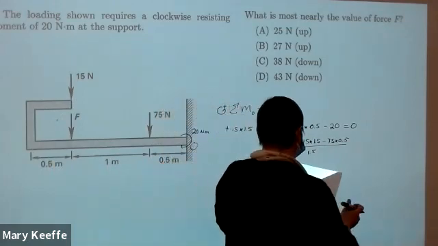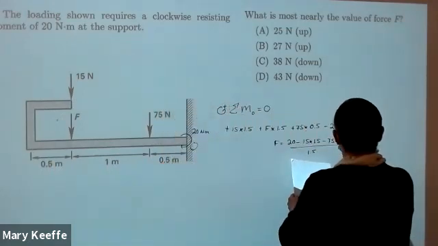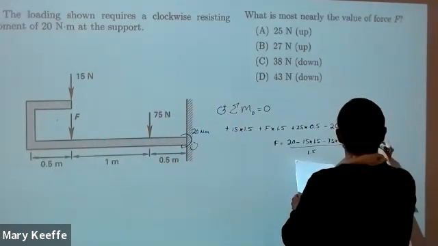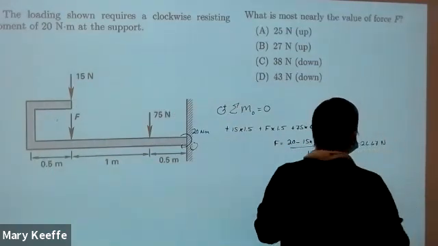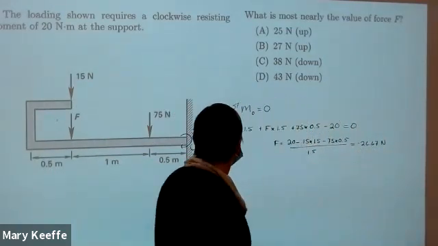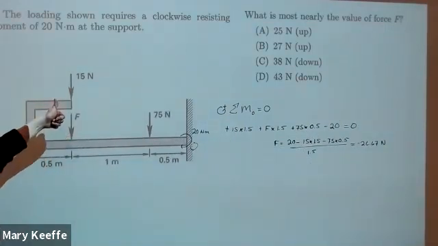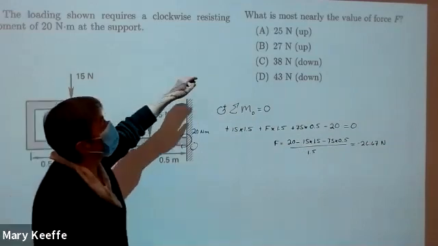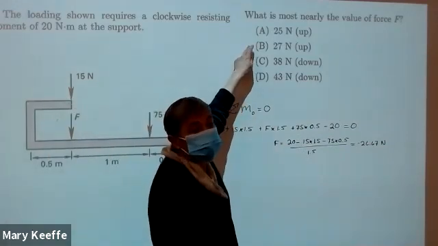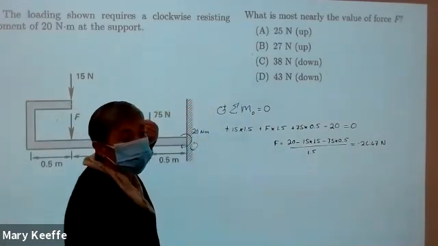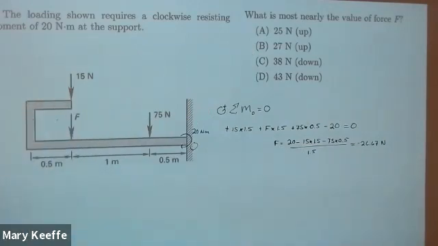And I got a negative number, negative 26.67 newtons. That negative means it's got to be opposite the direction that we put it in, so it's actually going up. So it's this one. Okay?